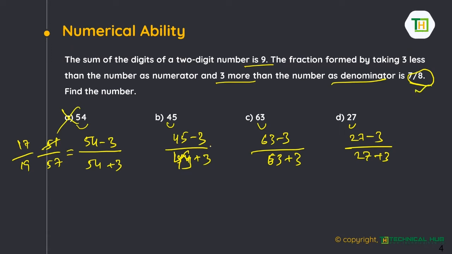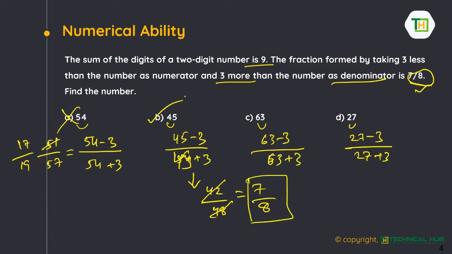If you take the second option, 42 divided by 48, which is nothing but 6 sevens over 6 eights. You got the fraction as 7 by 8 by taking the number as 45. That is the answer. No need to check the remaining options; you will not get 7 by 8 for them. Option B is the right answer. Always go with the option verification method for this kind of problem. Very simple method.